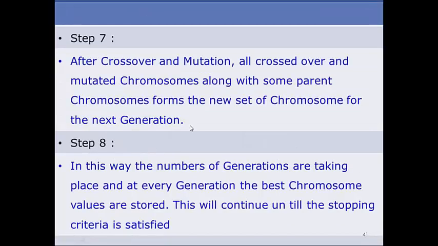And after completing this iteration, means we have generated the chromosomes, we have selected the chromosomes, we have gone for crossover, we have gone for mutation, and at the end we will see the values of all those chromosomes, and again we will go for the next iteration until the termination criteria is satisfied.